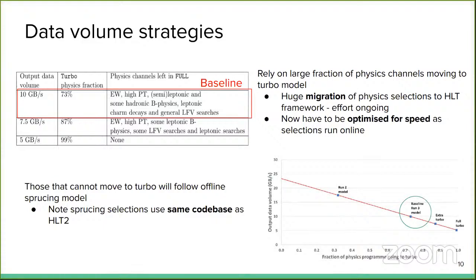And this effort's ongoing, and it's largely led by the physics analysis working groups. The key now is that these selections obviously have to be optimized for speed because they'll run online, not offline anymore. The physics that can't move to turbo, for whatever reason, will obviously follow the sprucing model.